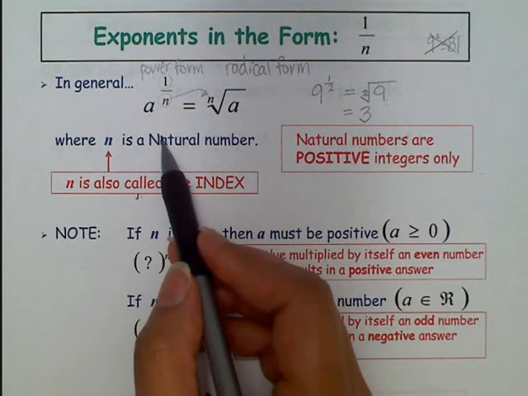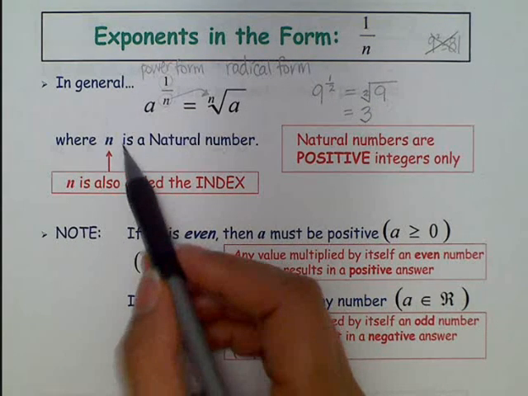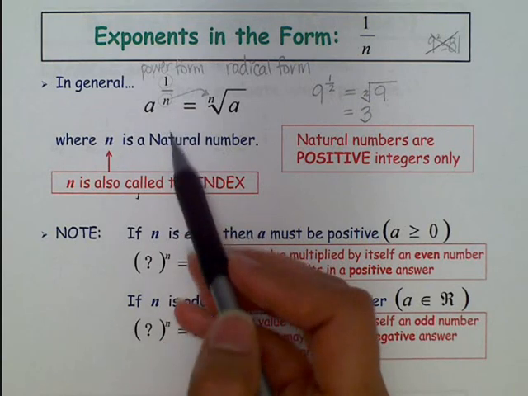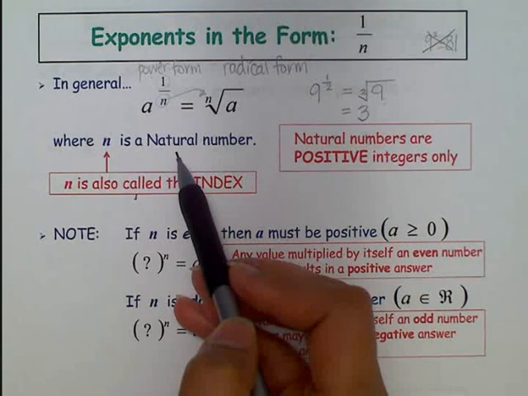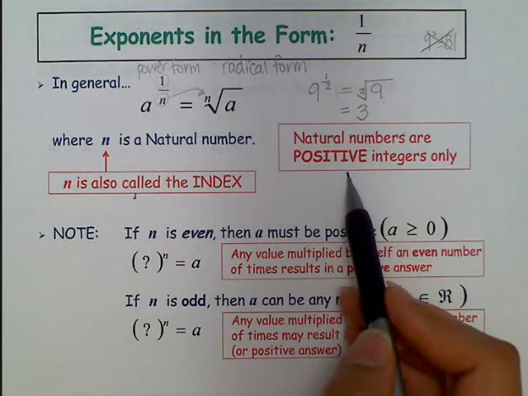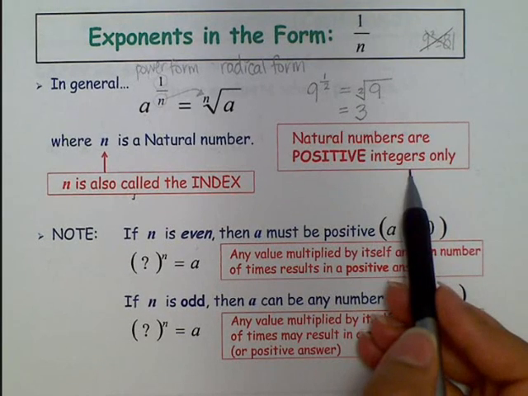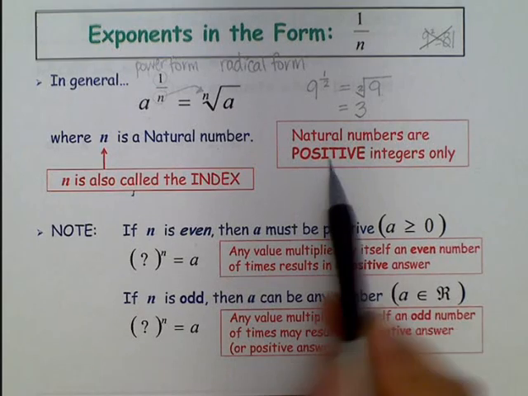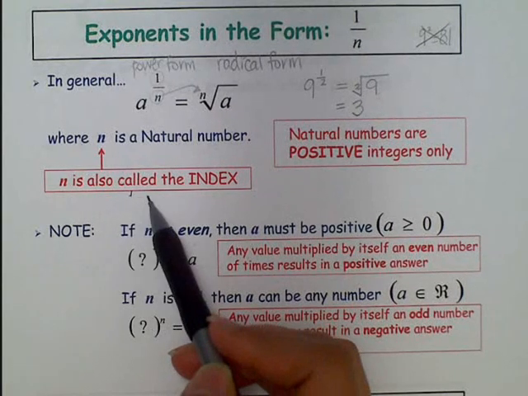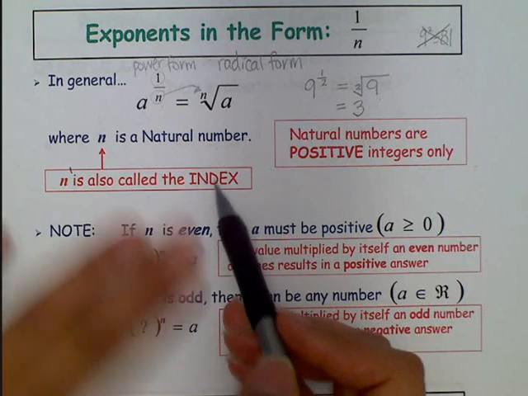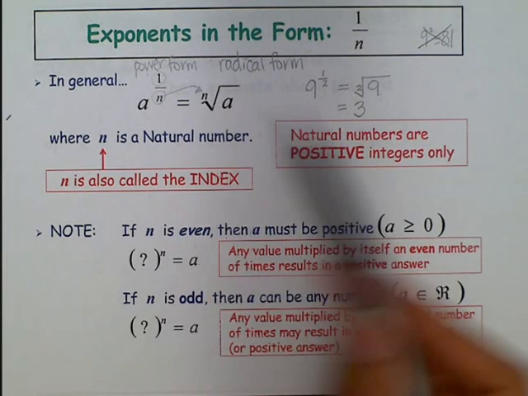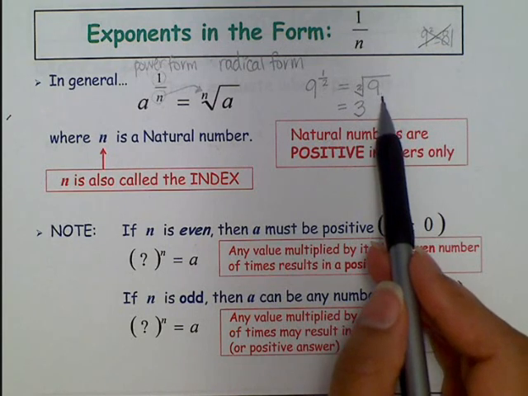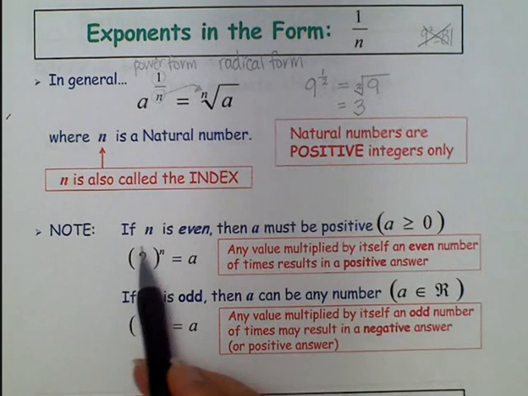Okay, so just some things you need to know about the variables here. First of all, the denominator of the exponent, which is n, has to be a natural number. Natural numbers are positive integers only. So integers can be positive or negative, but natural numbers can only look at positive integers. n is also called the index, so once in a while you may hear me call the value of n the index. So in this case, 2 is the index, 9 is a radicand.